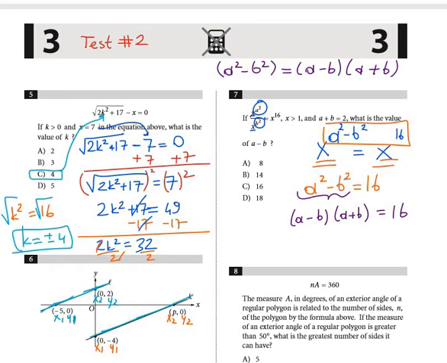We were given that a plus b is 2. So we can plug in a plus b is 2. Now we need to solve for a minus b because that's our goal. A minus b times 2 equals 16. So I divide both sides by 2 to find that a minus b is equal to 8.